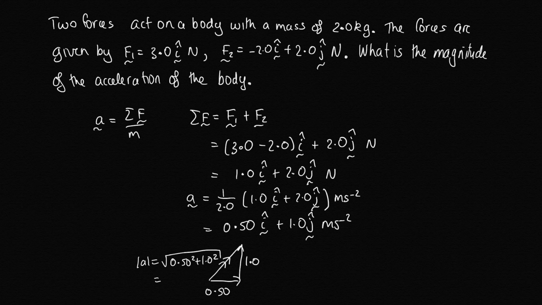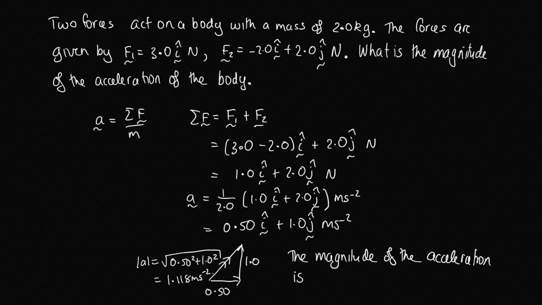Solving this on the calculator, we get 1.118 meters per second squared. So we should just present it to two significant figures, as everything's given to two significant figures. So the magnitude of the acceleration is 1.1 meters per second squared.